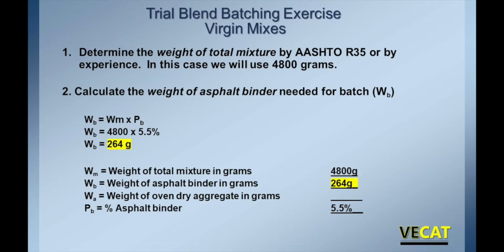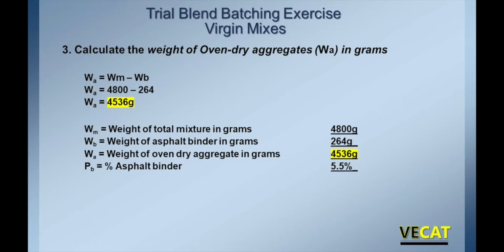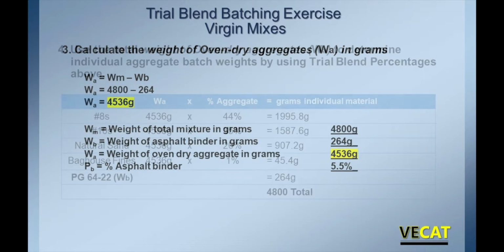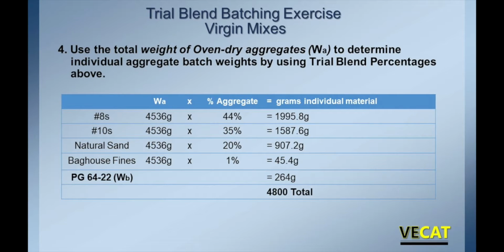of virgin asphalt binder. Once we know that virgin asphalt binder number, we're going to pull that out of the total sample, which is 4,800 grams. When you subtract that out, you get 4,536 grams left. This becomes your total amount of virgin aggregate that we're adding to the mix. So once we've got that total virgin aggregate, it's 4,536 grams, we're going to apply that number to all of the percentages in your mix design.